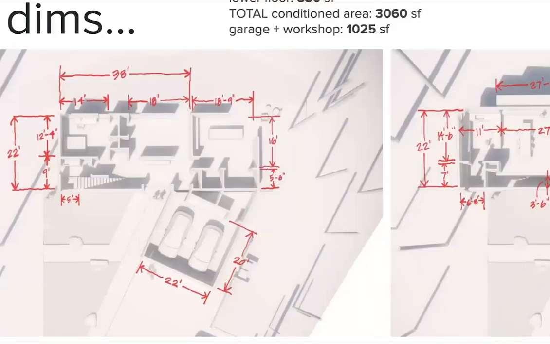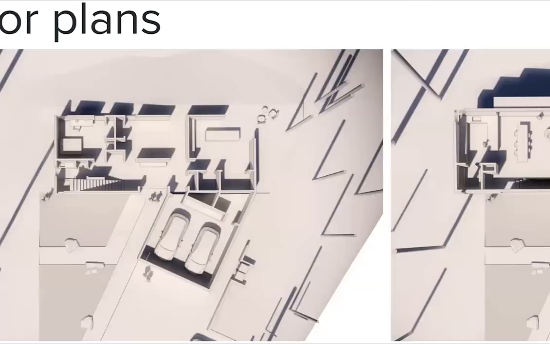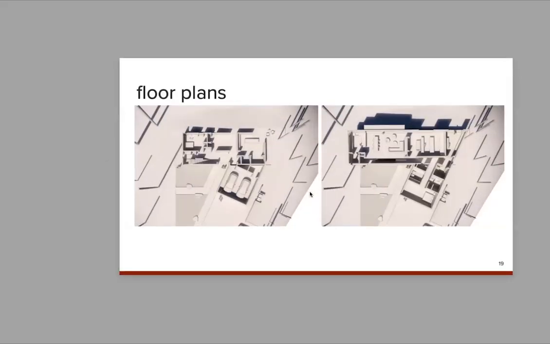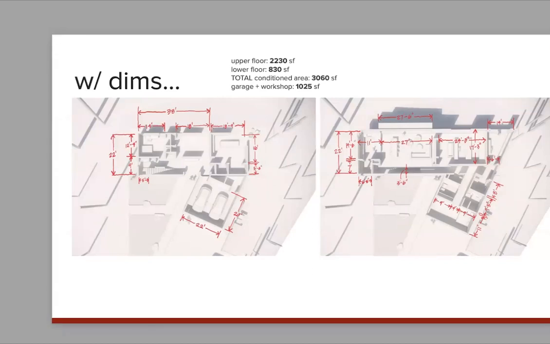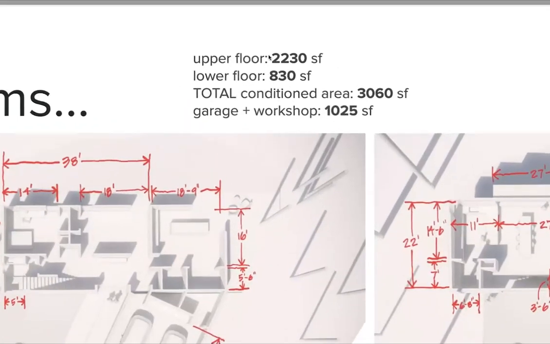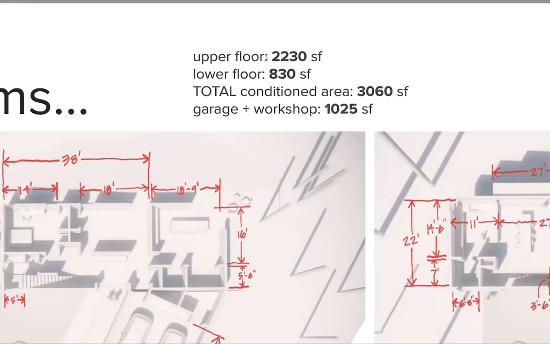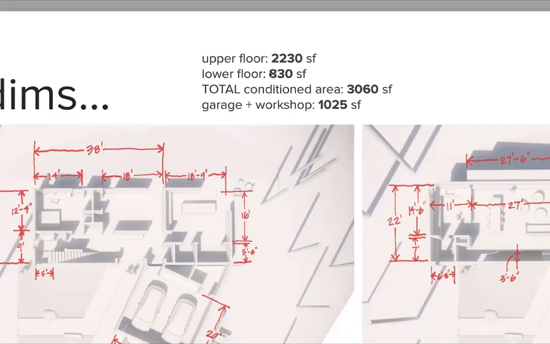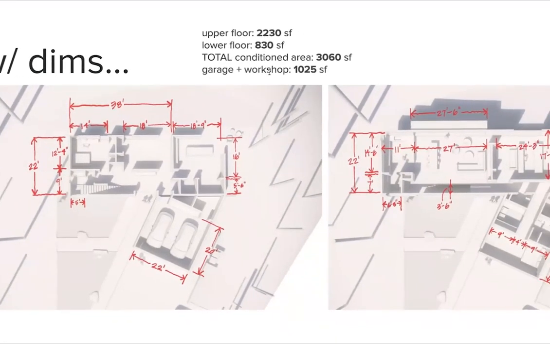Let's see. Back to the PDF that I shared with you. It basically ended with those dimension plans. These are the stats, square footage wise, of what this model currently shows. So the house is 3,060 square feet, and your garage and workshop is just over 1,000 for reference. I feel like that puts us right on the money in terms of the rough goal, right?